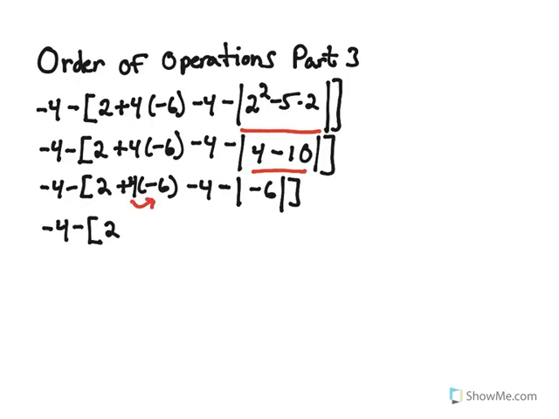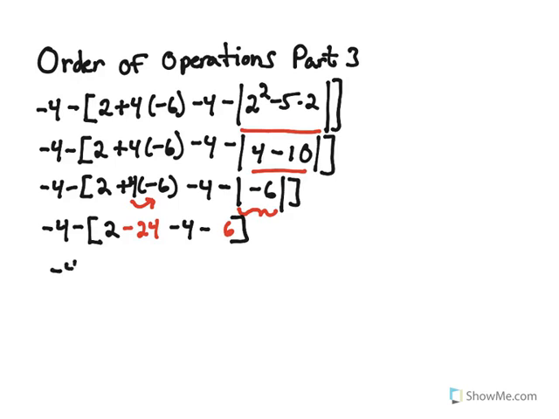4 times minus 6 is minus 24. Okay? And then the absolute value of minus 6 is just going to be 6. Okay, see what I did there? So I got rid of the absolute value, and then I got rid of the other parenthesis next to the 4. Okay? So let's see what this simplifies in the brackets, okay? So let's take a look at this for a moment.